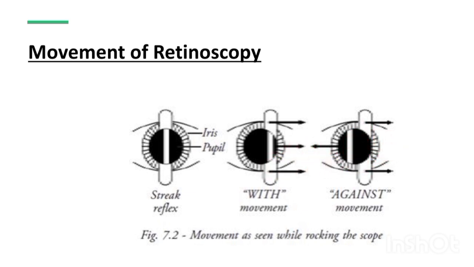Practically, let me tell you that in every book and every PPT, they will tell you that in the neutral movement you will get a full glow, the pupil will be full of light. But practically it is not like that. When you reach the end point of retinoscopy, or the neutral point of retinoscopy, you will get a splitting of the reflex like this.